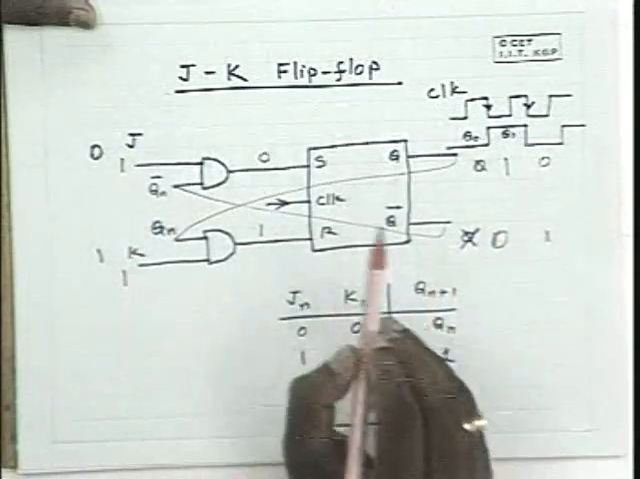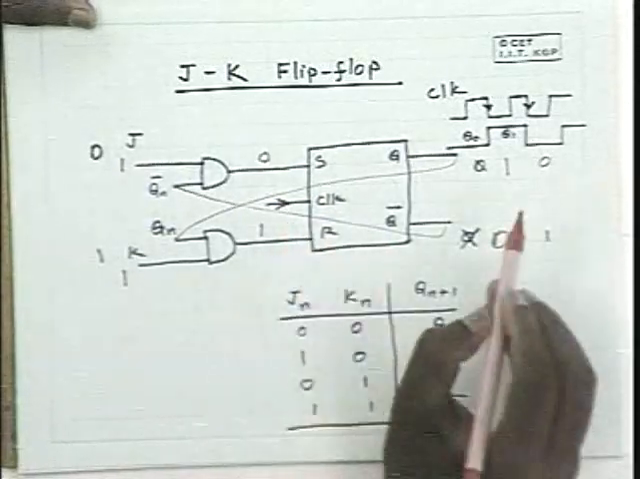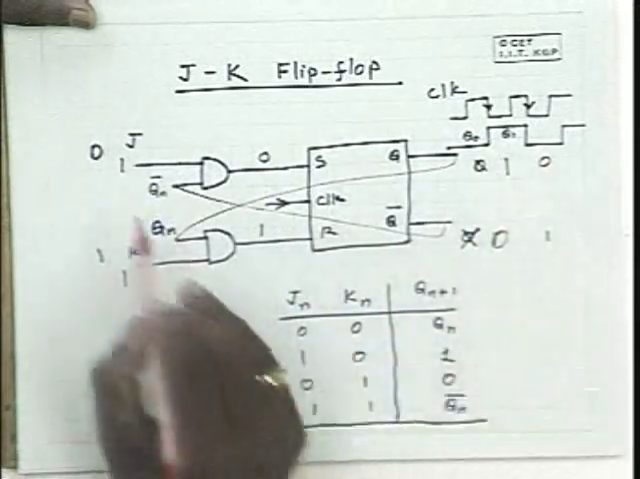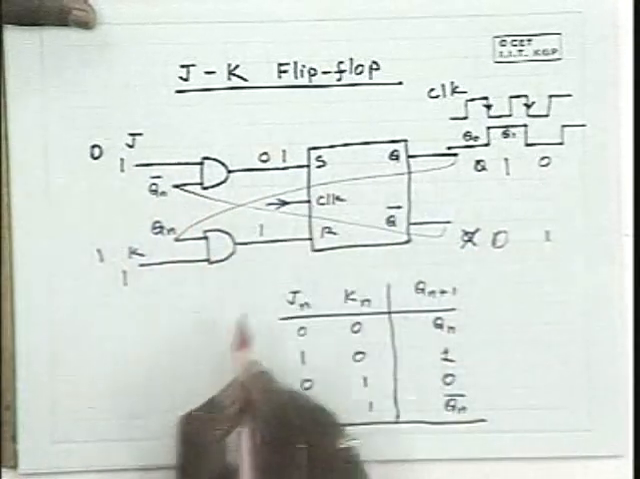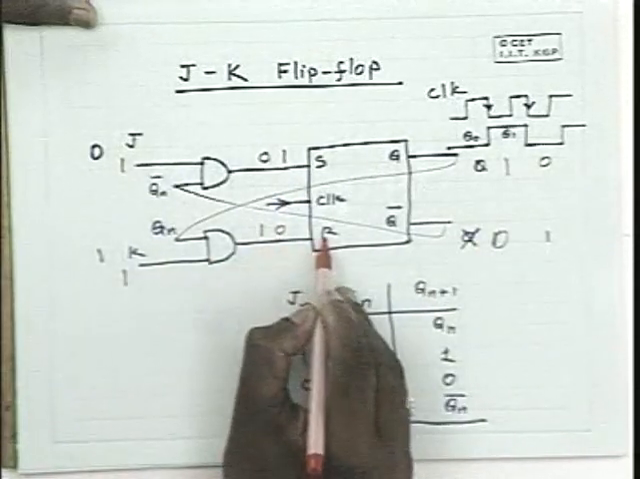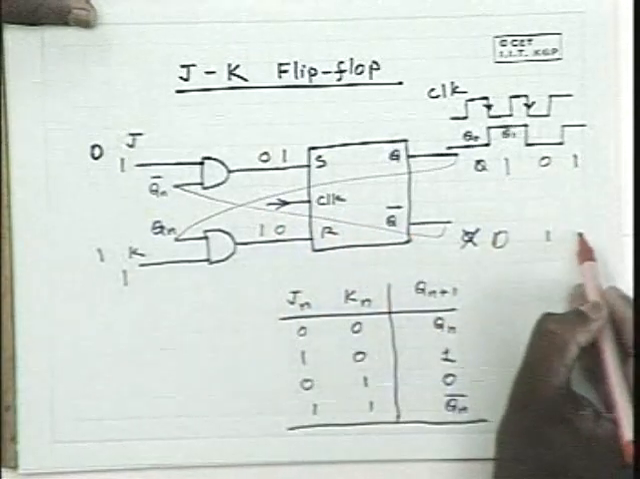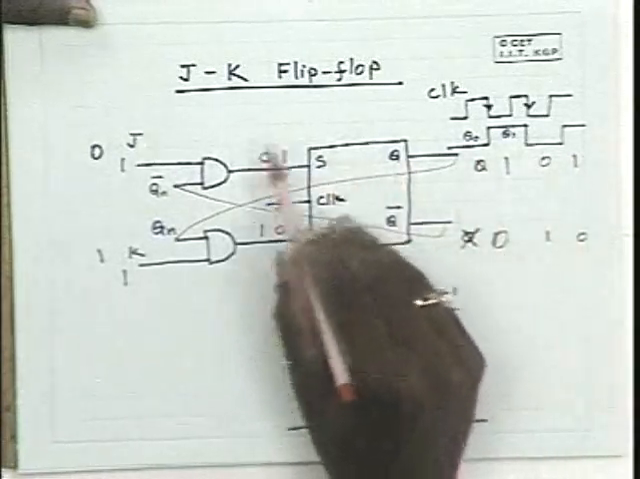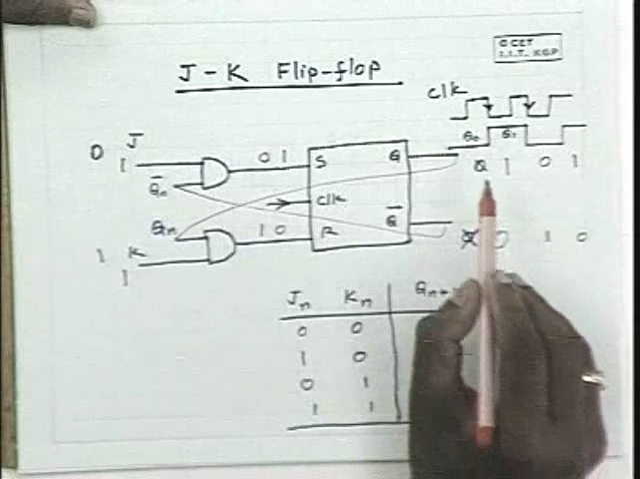Similarly, when it is 1, 0, when the output is, say, 0, 1, when the input is 1, 1, so this 1 and 1, it becomes a 1, and this 0 and 1, it becomes a 0 here, because of 1, 0 as the SR input, and when clock transition occurs, this one becomes 1, and this one becomes 0. And this one continues. Hence, it works like a toggling flip-flop. This flip-flop works like a toggling flip-flop.